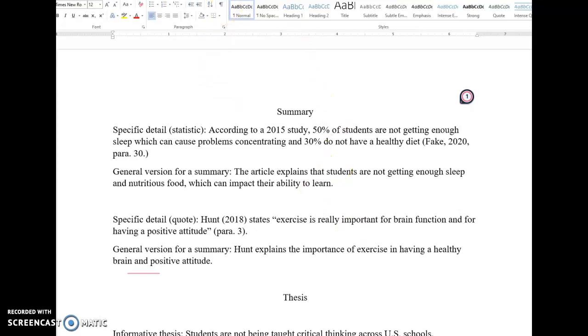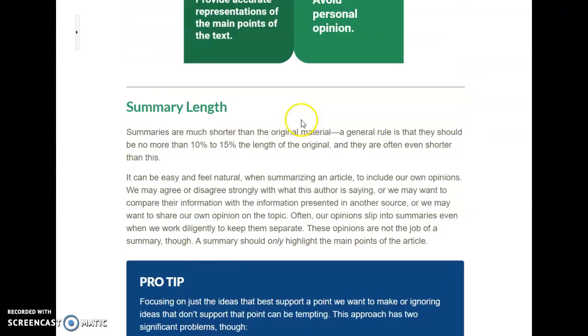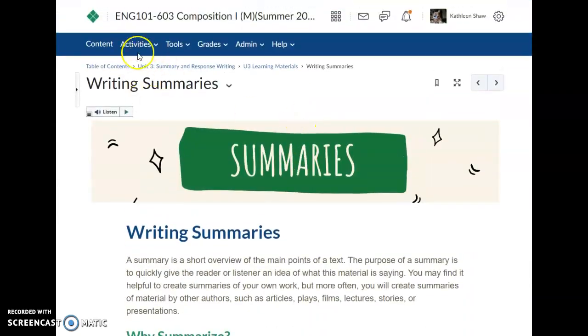The other thing that I wanted to look at is just a reminder, and if you would like this article, the writing summaries article, we actually covered it in Unit 3. So it's located in the table of contents, Unit 3 summary and response writing, Unit 3 learning materials.